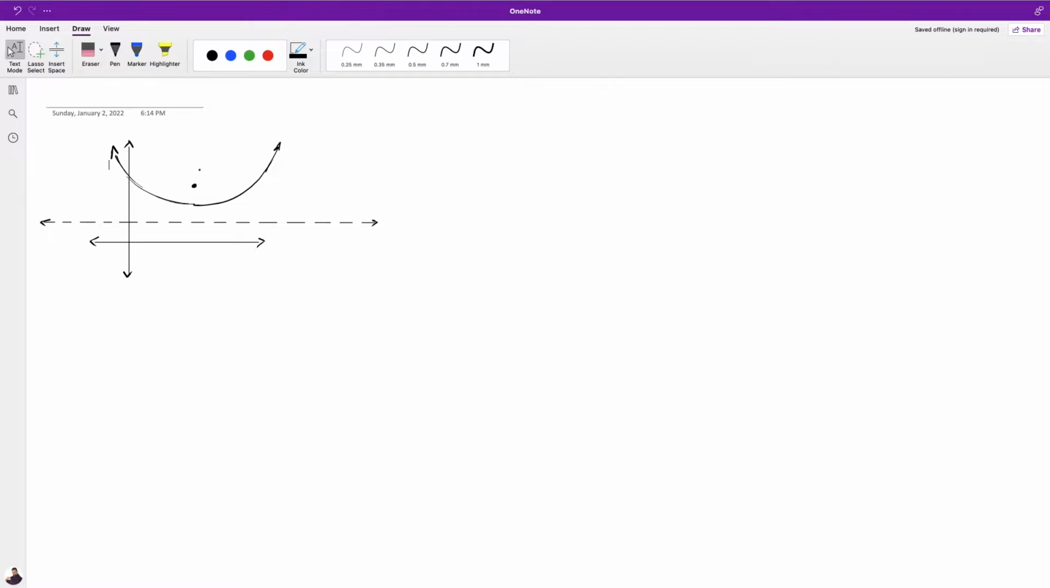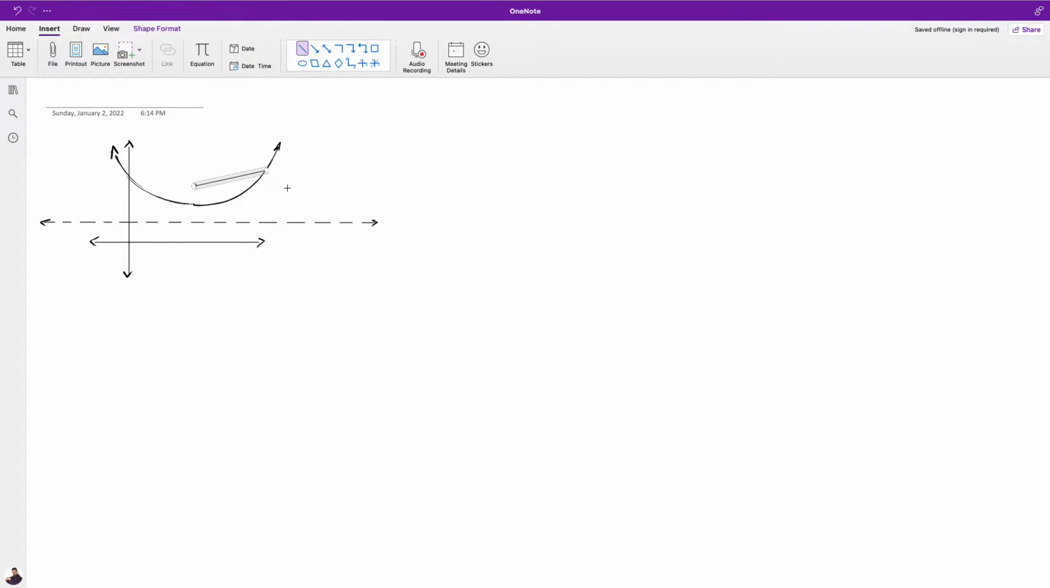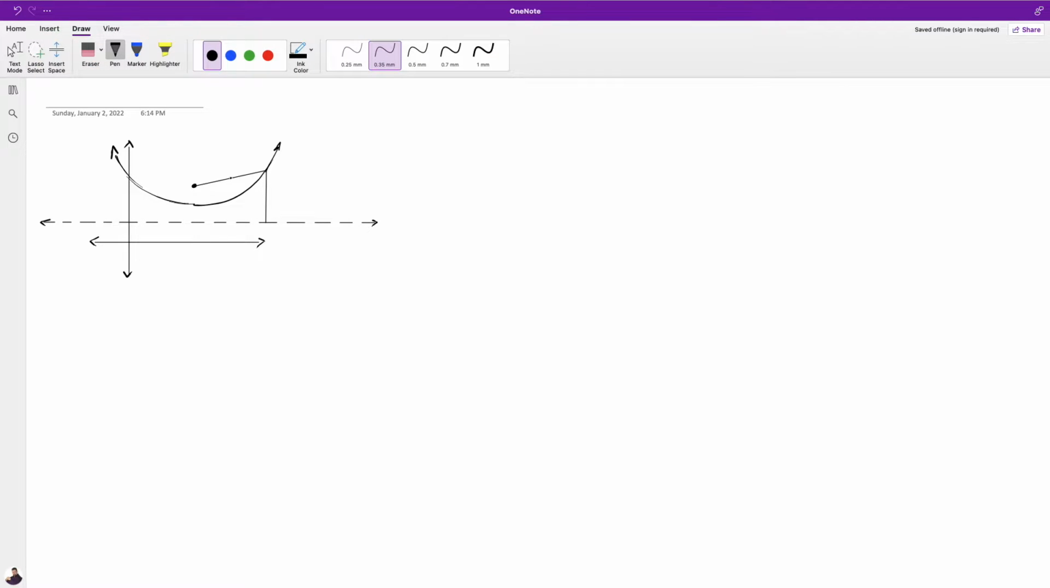So for any point here, let's put it right here, I suppose, these two distances are going to be congruent. So for any point, we'll just define a generic point here, x comma y.